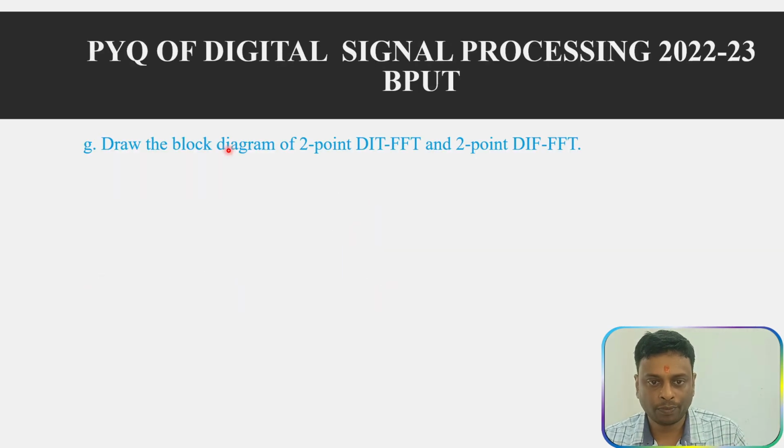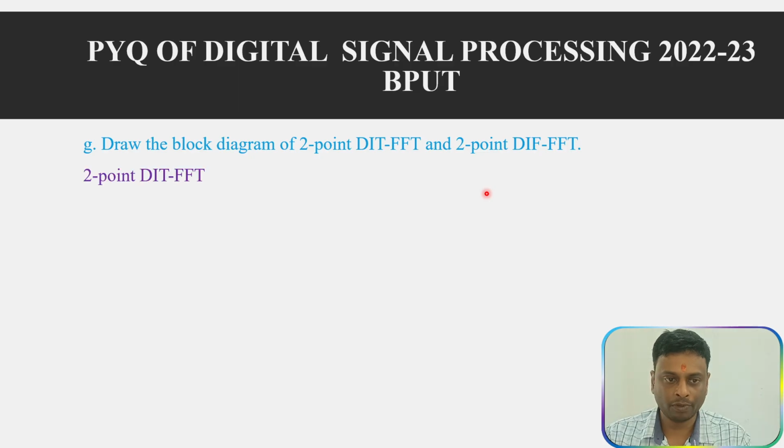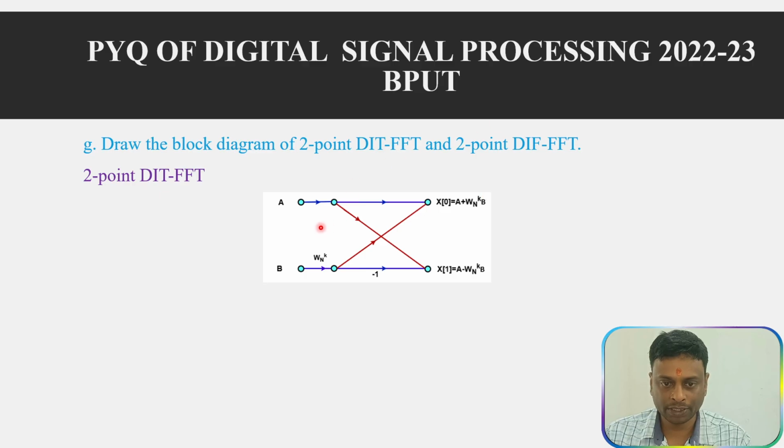Similarly, draw the block diagram of 2-point DIT-FFT and 2-point DIF-FFT. This is decimation in time, and this is decimation in frequency. We are going to draw the flow graph of each. First, the flow graph of 2-point DIT-FFT. There are 2 points, A and B. The corresponding outputs are: this output will be A plus W_N to the power k into B, and similarly this output will be A minus W_N to the power k into B. These are the outputs if I am using the 2-point DIT-FFT.